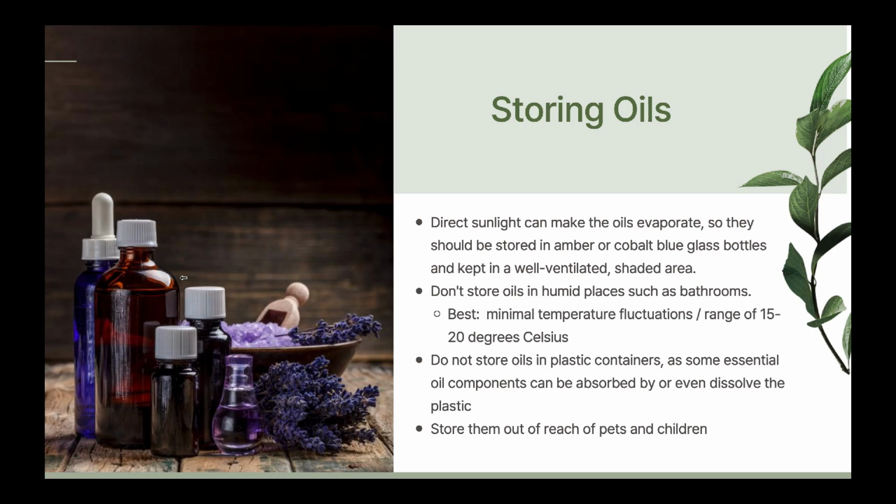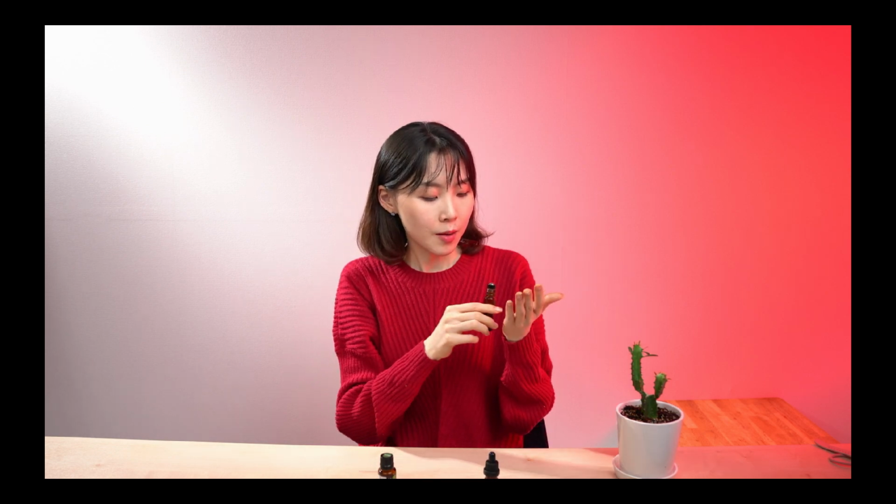Also, store them out of reach of pets and children because a drop of oil can have an even stronger effect on pets and children. So to give you a few examples of the different containers that can be used, I brought a few containers. This is called a roll-on, and it's very effective because I can put a few drops of aroma oil, dilute it with carrier oil, and just roll it on the body part that I want to put the scent on. This is really convenient to carry around, so I usually use this when I make perfumes.